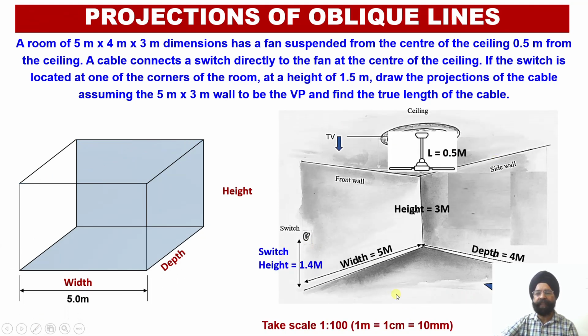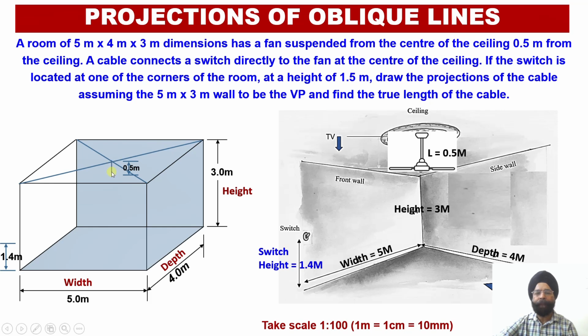So this is the 3D representation. We can see this is one of the corners of the room, and at a height of 1.4 meter in one of the corners we have the location of the switch. And in the center of the ceiling, 0.5 meter from the top, a ceiling fan has been mounted, and this ceiling fan has been directly connected with this switch, lying in one of the corners of this room, with the help of an electric cable or an electric wire.